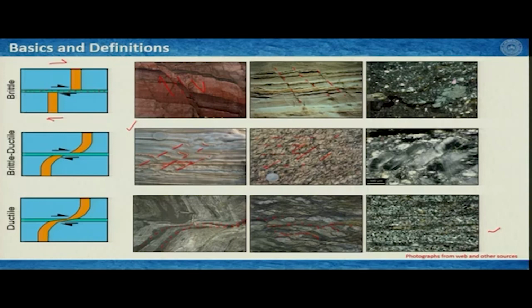Similarly, we see here in the matrix dynamic recrystallization going on, but this large clast, we have seen this image before, these clasts are broken and slipping past each other. So, it has both brittle and ductile deformation in this. So, based on this idea, we will now try to define what a fault is.